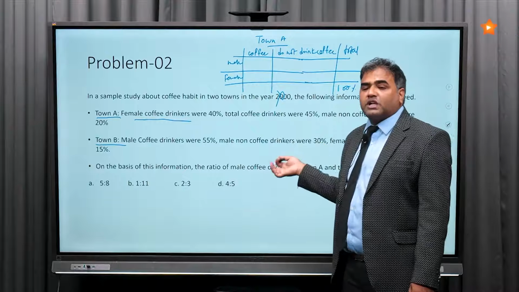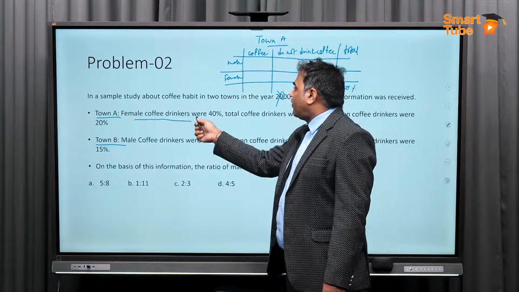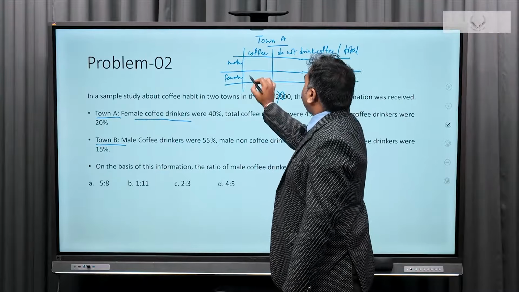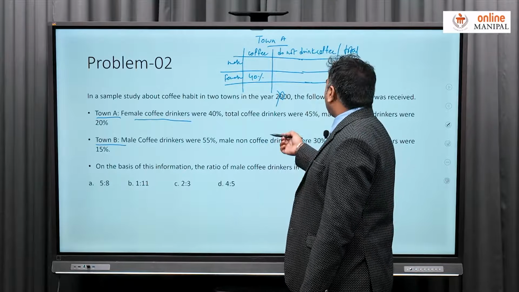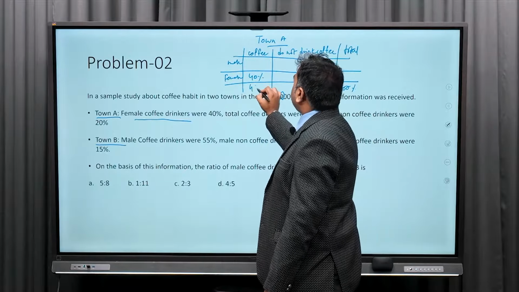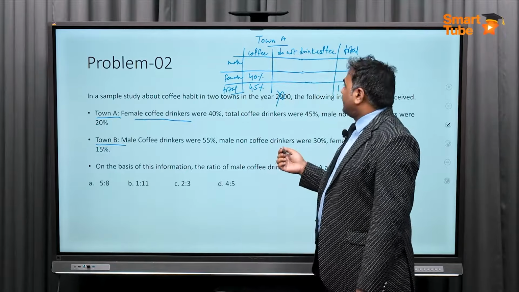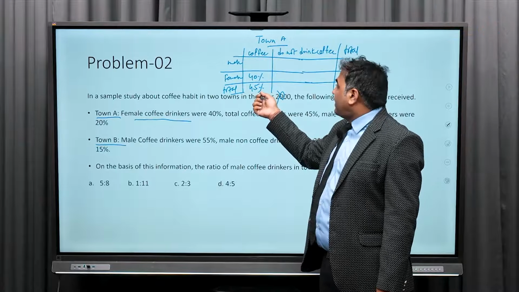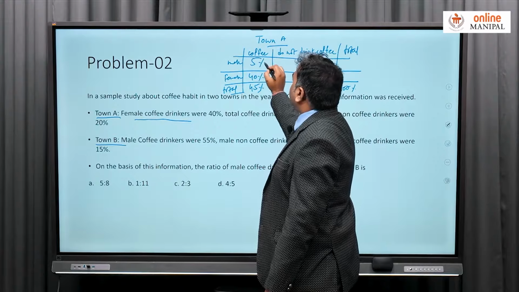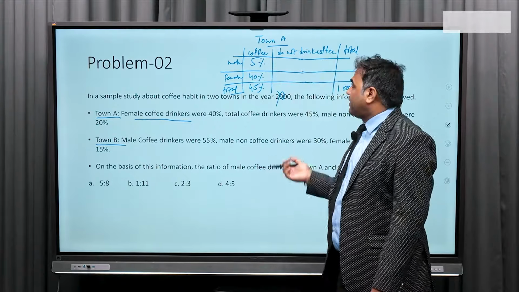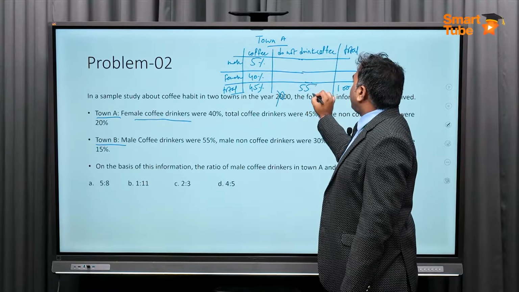So they are talking about two towns, town A and town B. In town A, they gave that female coffee drinker is 40%. You can write like this way. And then total coffee drinker is 45%. So you can easily understand total coffee drinker is 45% and female coffee drinker is 40%. So the male coffee drinker, everyone in the world can know the answer. It would be 5%. Going further, because this is 100%, this would be 55%.